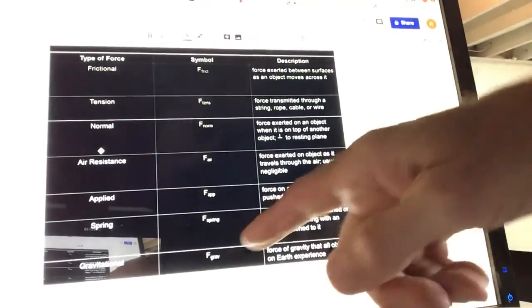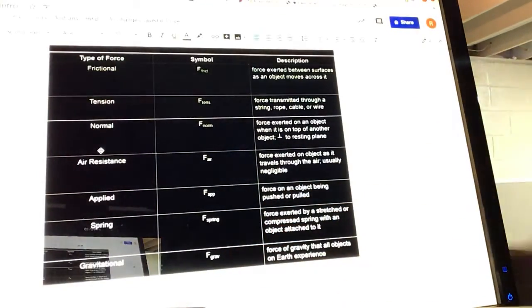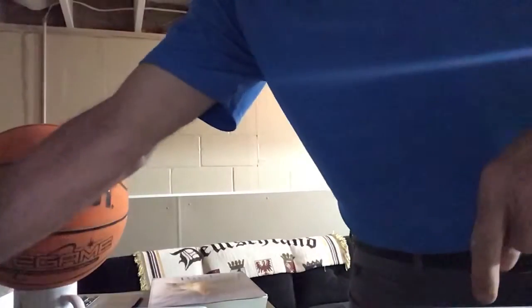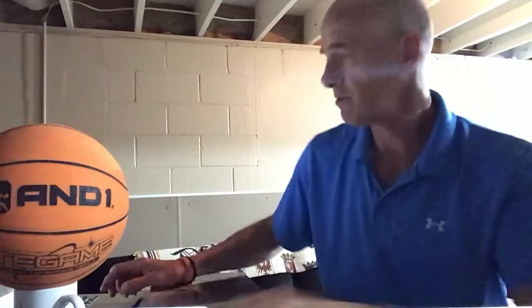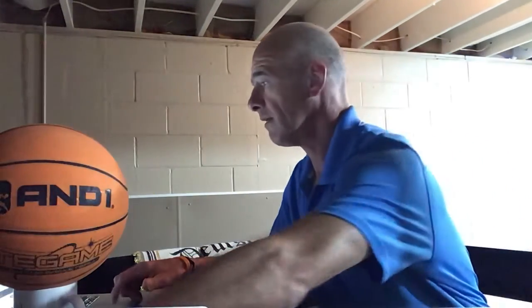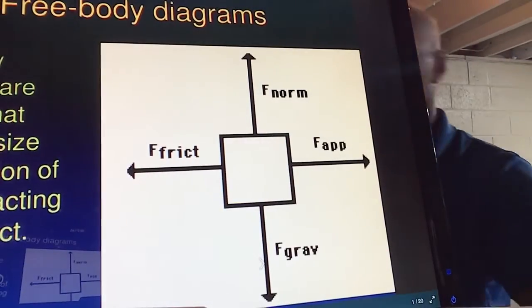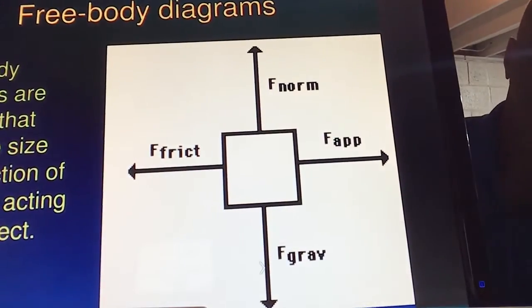And then gravity, there's always going to be gravitational force, guys. Always include that. Gravity is always pulling down. Gravity is a pull, it's not a push. Okay? So there's your applications, your terminology. Now let's go through this thing and give you some examples of how this is done.